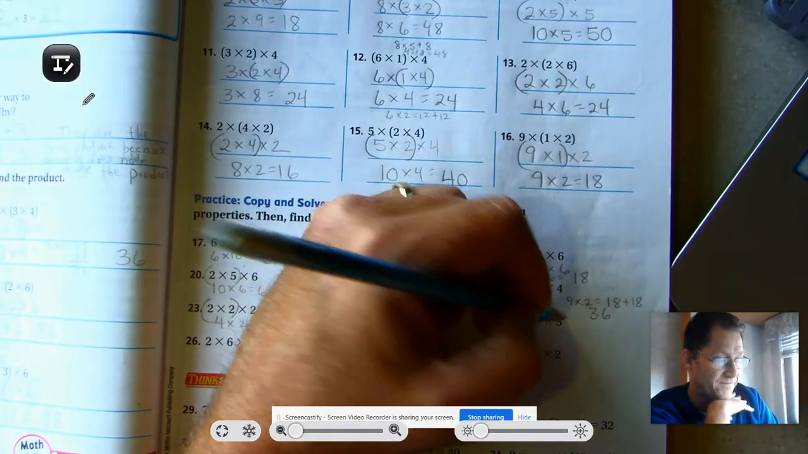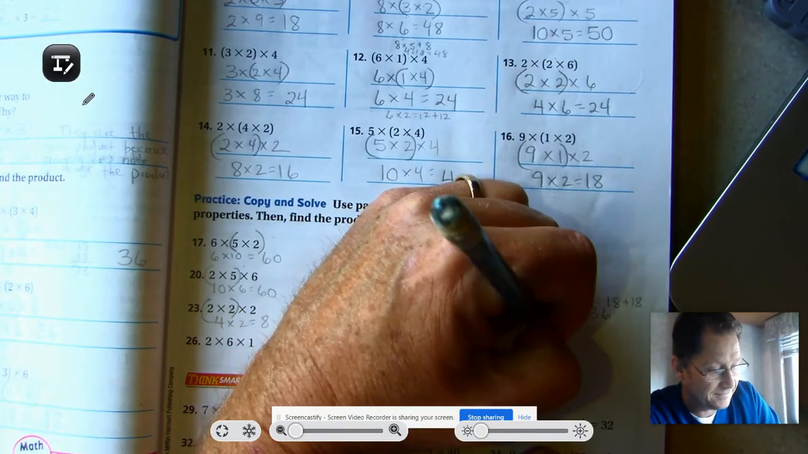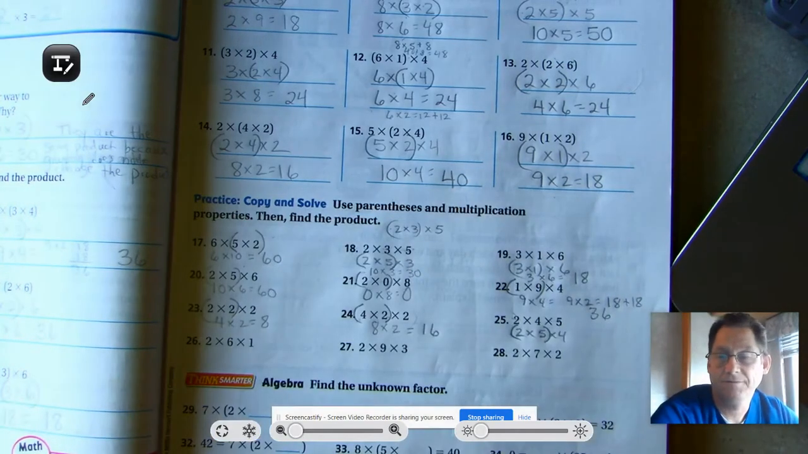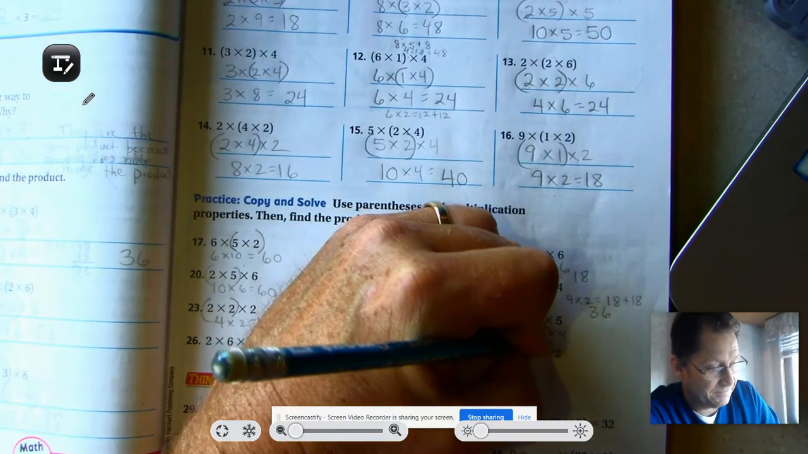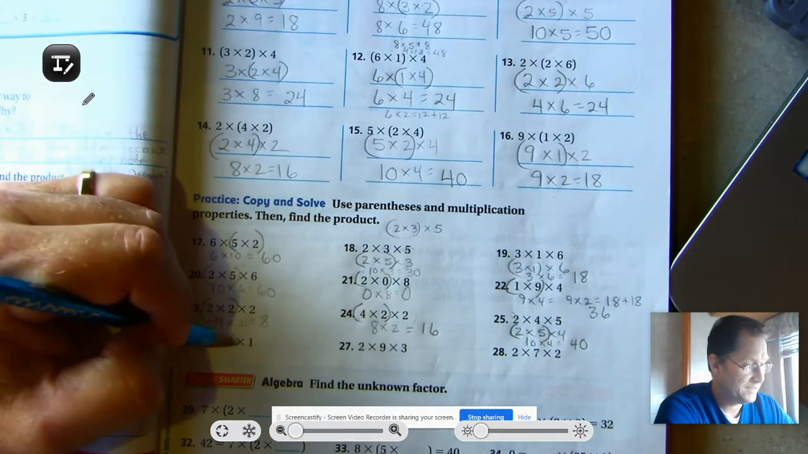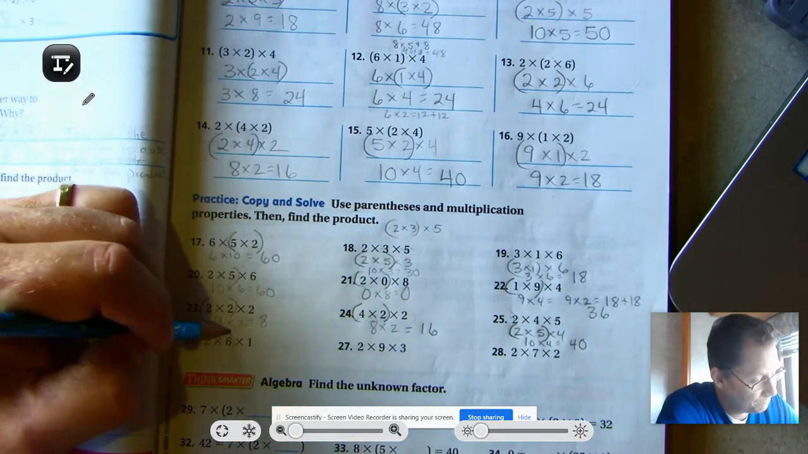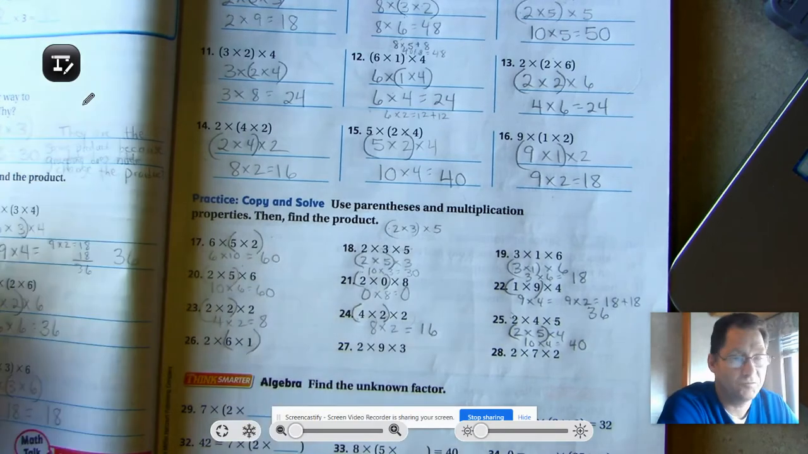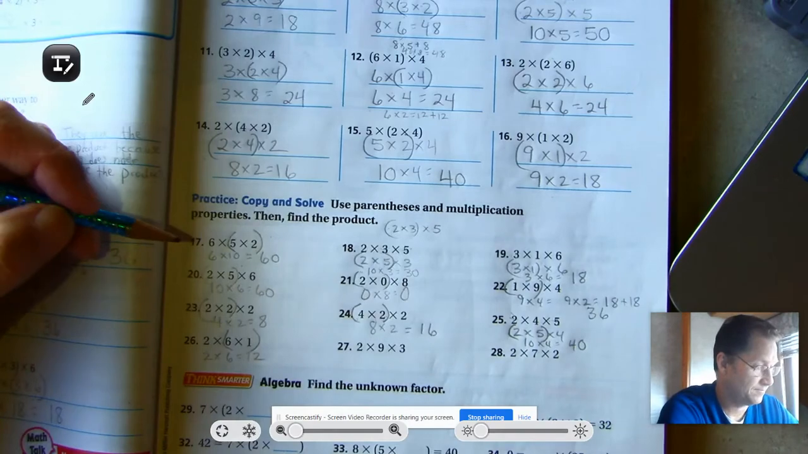2 times 4 times 5. Well, I know that 2 times 5 is 10, so I want to switch the order of these so I can put the 2 and the 5 together. And 2 times 5 is 10. 10 times 4 is 40. 2 times 6 times 1. Well, we can group 6 times 1 and go 2 times 6, which is 12.